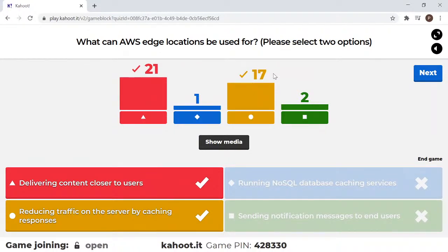Yeah, again, most of you got it right. Edge location is mainly so that it can be closer to the users, so it can deliver the content to the users, and it does reduce traffic on the server by caching responses. So we'll move on to the next question.